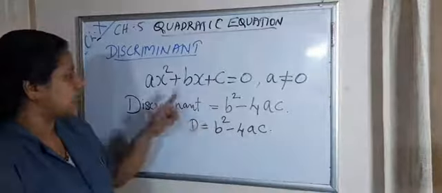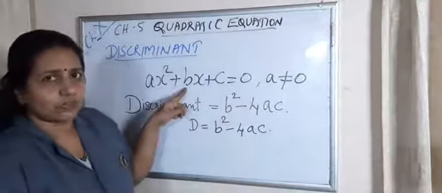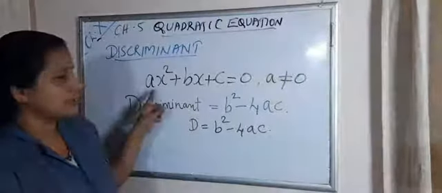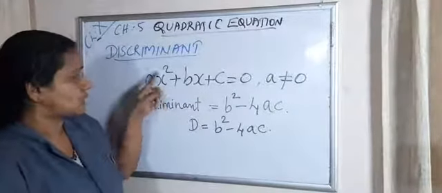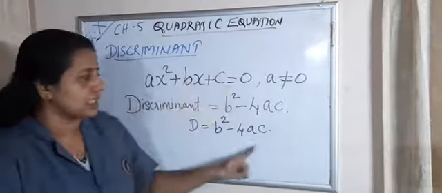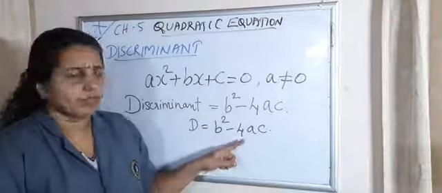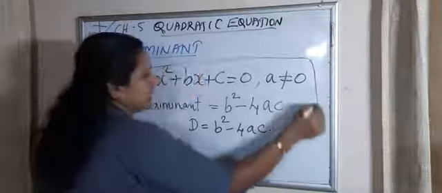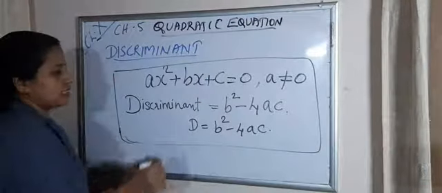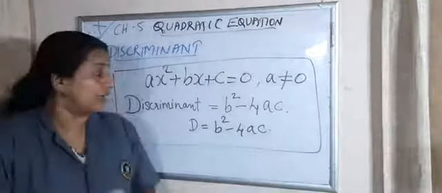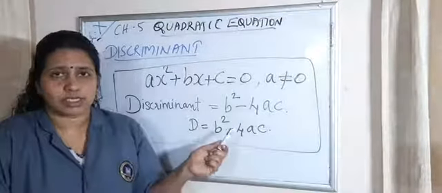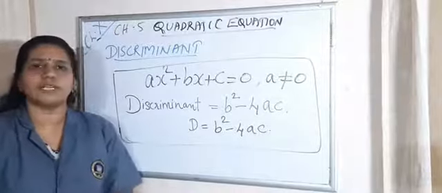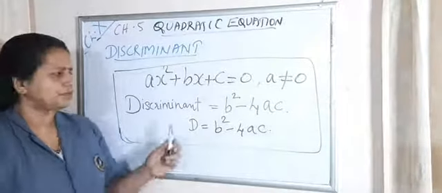So b² means the square of the coefficient of x, and minus 4ac means 4 times the product of the coefficient of x² and the constant term. So study it well. It is very important. You have to use this discriminant when finding the solutions of a quadratic equation. D = b² − 4ac.